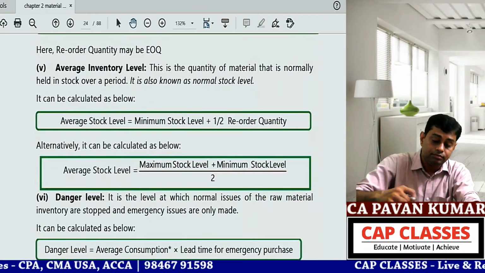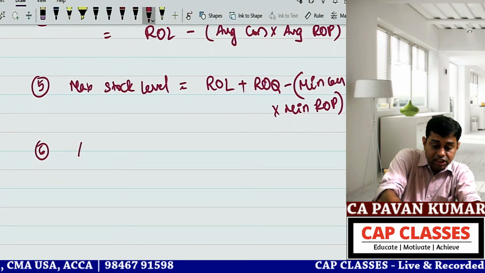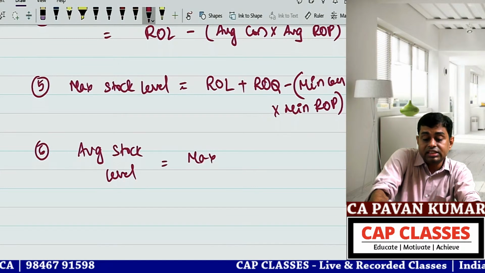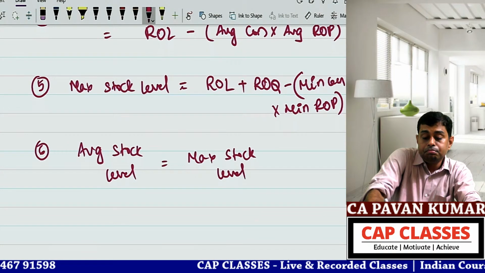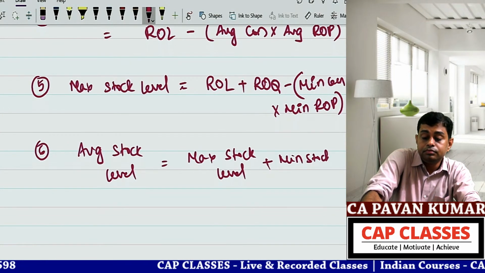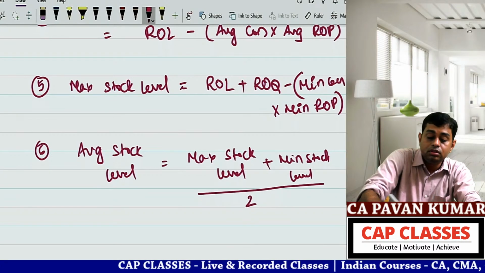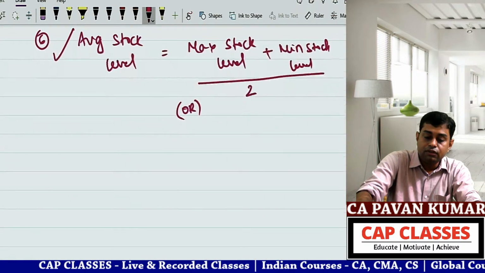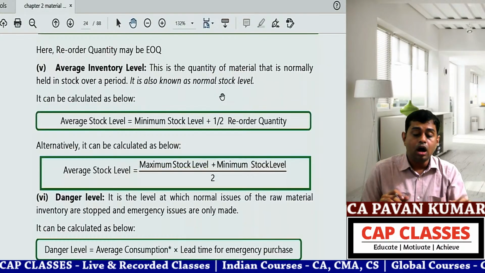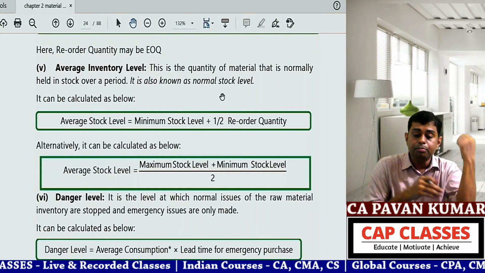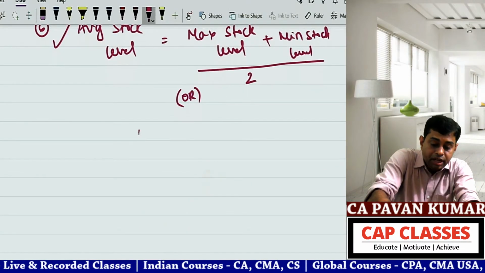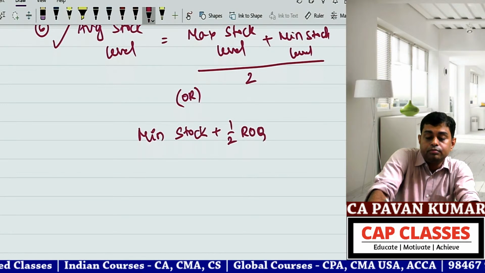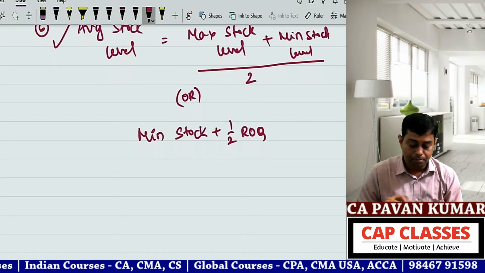6. Average stock level is equal to maximum stock level plus minimum stock level divided by 2. This we use many a times. Having said that, there is one more formula also: maximum plus minimum by 2, or minimum stock plus half of ROQ. Minimum level plus half of ROQ.